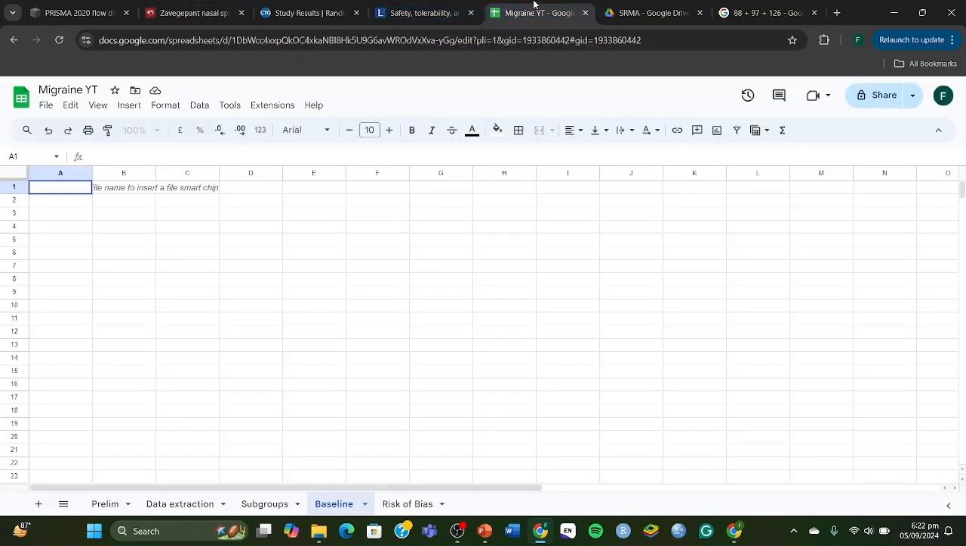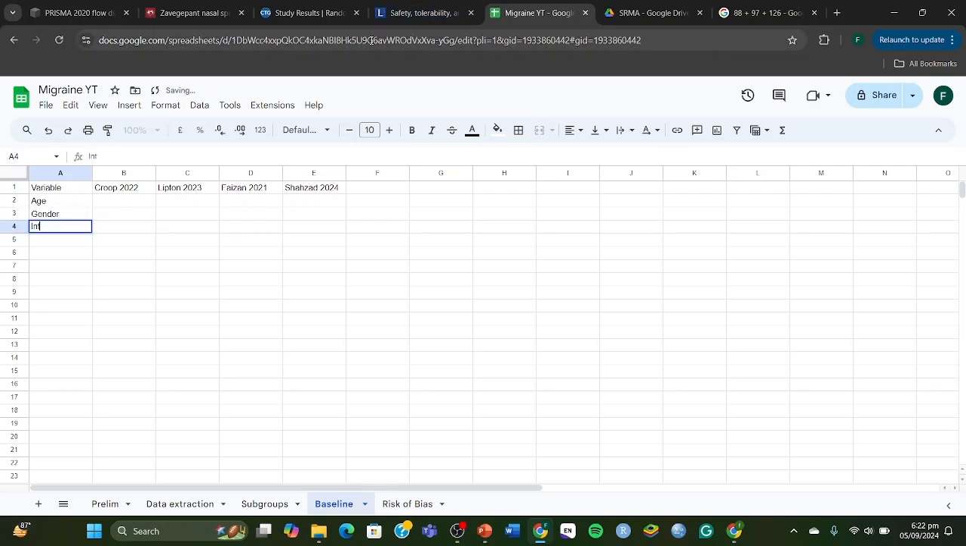First of all, we're gonna write here as a variable. Then this will be the study names, or just enter the name of the study actually. Soup 2022, Lipton 2023, Faizan 2021, and Shazad 2024. And now we're gonna write age, then we're gonna write gender. Obviously, these two are the most common. Then intervention, obviously you're gonna add the doses right here.